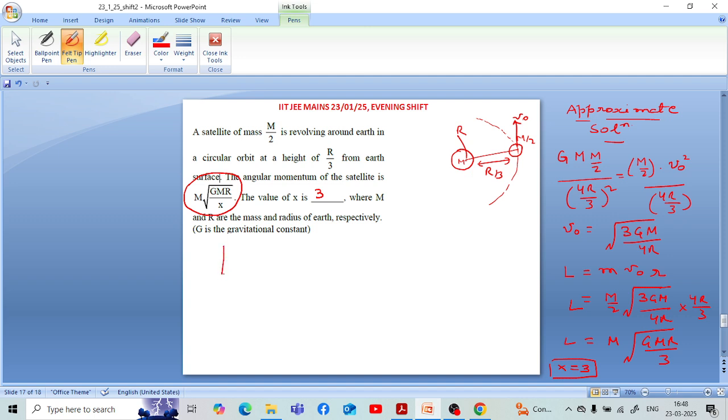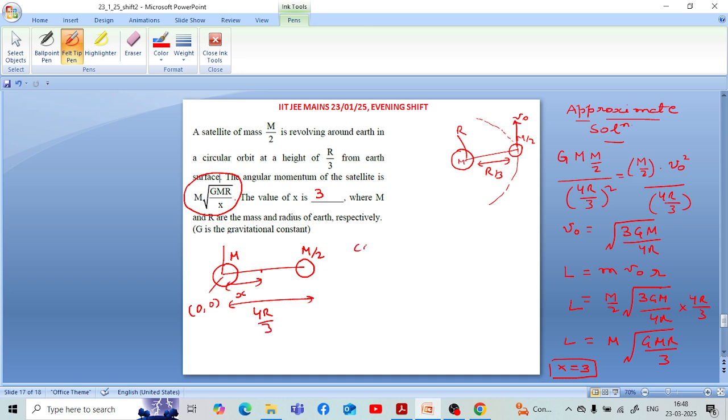So to calculate the center of mass of the system, suppose this is the coordinate axis. For the sake of simplicity, we take the location of Earth as 0, at the center of the coordinate system, and here is our satellite. Earth has a mass of M, and the satellite has a mass of M by 2. For example, the center of mass is at a distance of x from the center of the Earth, and the total distance is 4R by 3 from center to center.